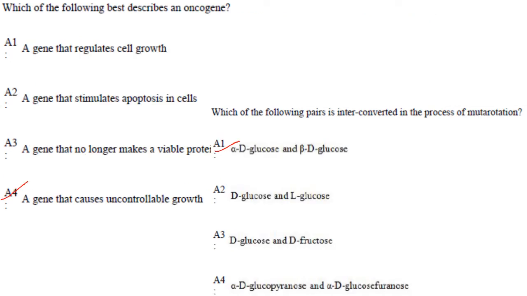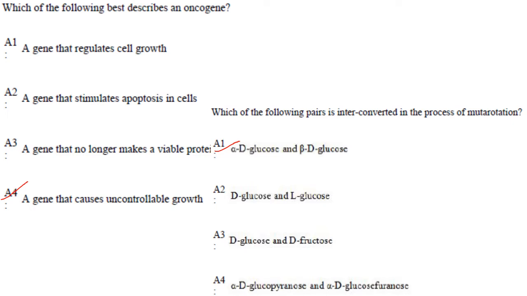Next one. Which of the following best describes an oncogene? A gene that regulates cell growth. A gene that stimulates apoptosis in cell. A gene that no longer makes a viable protein. A gene that causes uncontrollable growth. So an oncogene is a gene that has the potential to cause cancer. So oncogene is a gene that causes uncontrollable growth. Answer is option 4. Then next one.